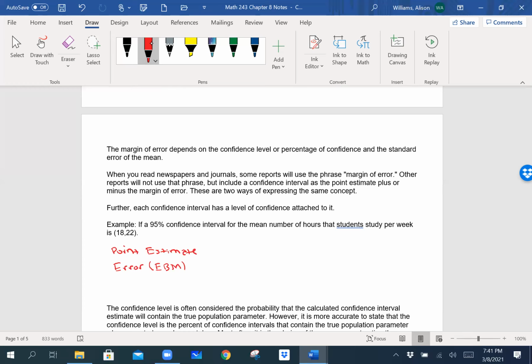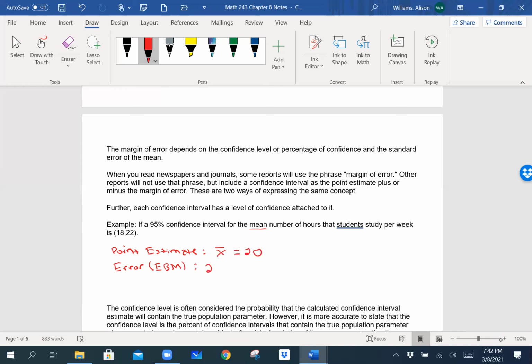So this interval is including the error. If it's all the way from 18 to 22, in the middle of this interval would be the number 20, right? So 20 is my point estimate. And since we're talking about estimating a mean, my point estimate is the sample mean that gave me 20. Therefore, to the 20, we are adding and subtracting 2. That is our error.